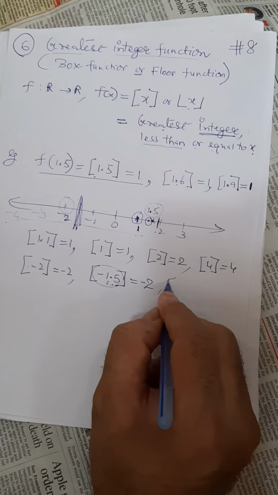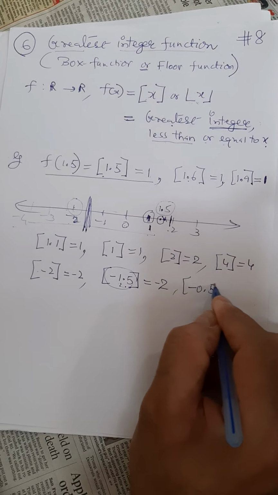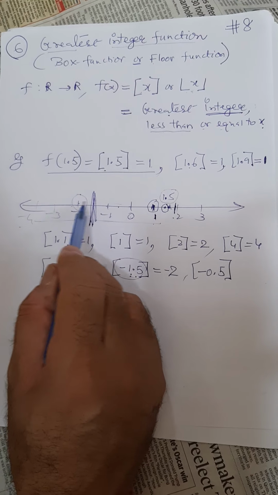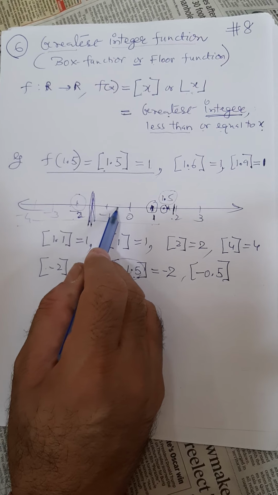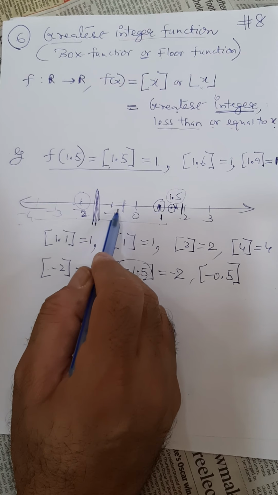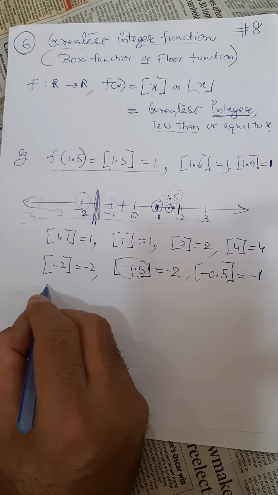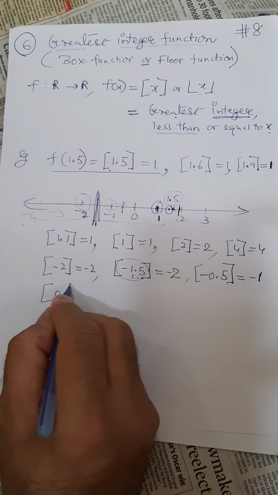If I write, for example, minus 0.5, where is minus 0.5? It is here. So minus 1, minus 2, all integers which are less than minus 0.5. Among these, which is the largest? Which is minus 1. But if I write 0.5, your answer will be 0.